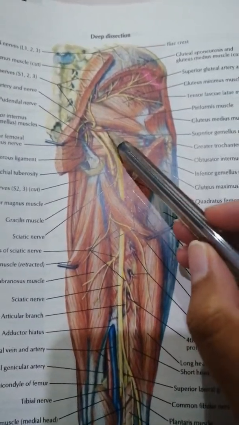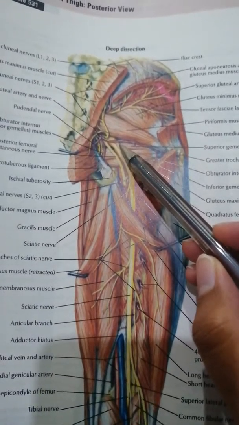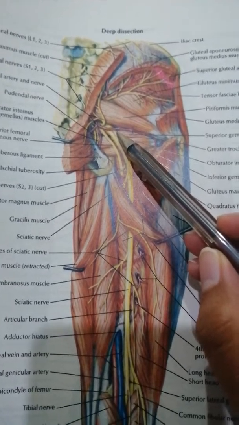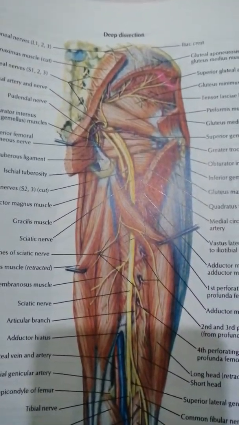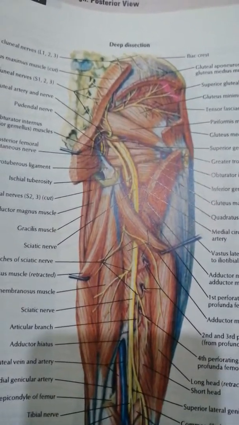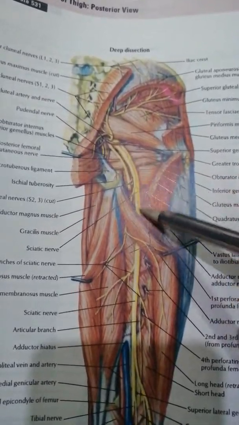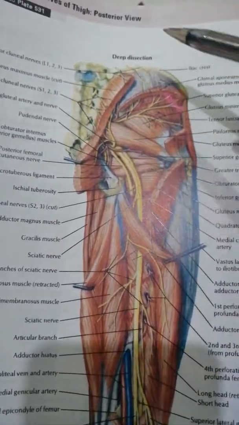peroneal part. Now the tibial part is formed from the ventral divisions of L4, L5, S1, S2 and S3 spinal roots, whereas the common peroneal part is formed from the dorsal divisions of L4, L5, S1 and S2. And so basically the sciatic nerve has two parts to it connected by deep fascia.